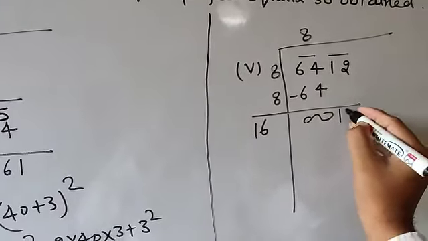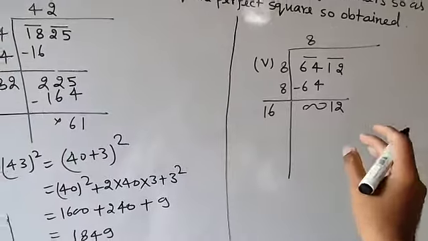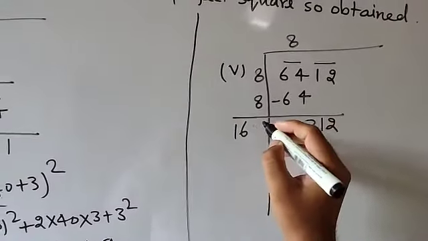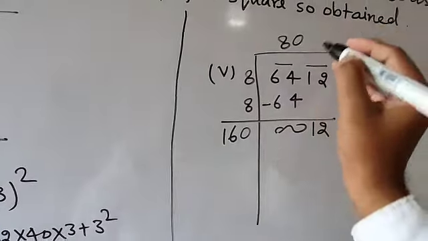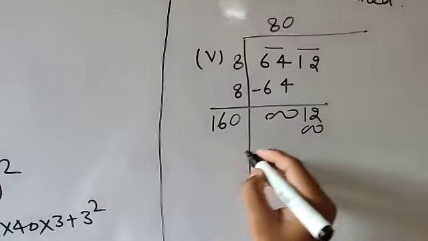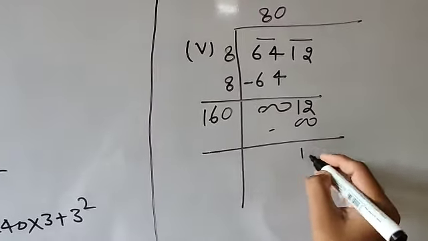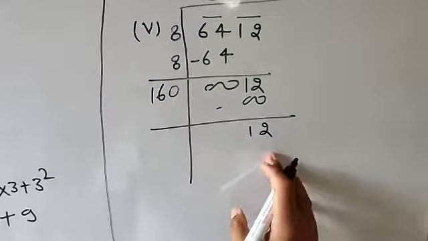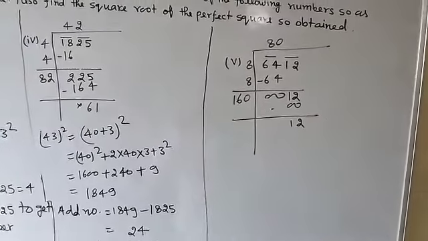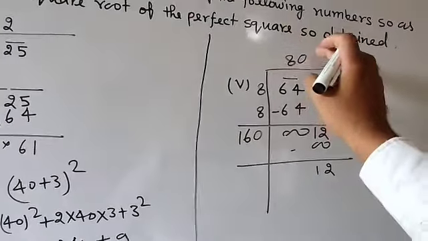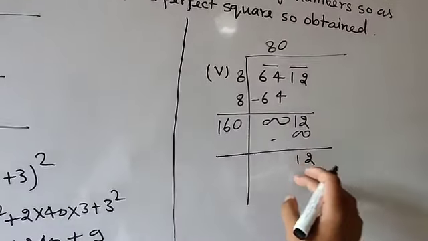Now here you will put the next pair, 12. Division is not possible, so it will go 0 times, so 0, and here it is 0. If you subtract, then here you will get 12. So the remainder is 12. Now the square root you are going to get is 80, and the remainder is 12.